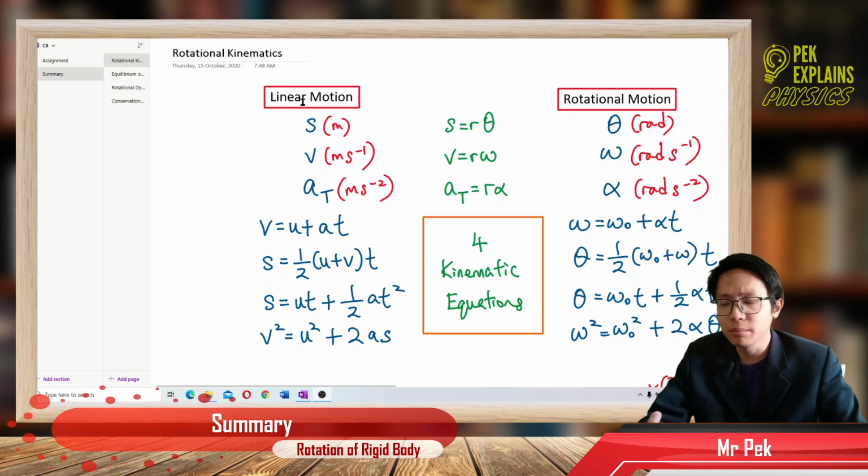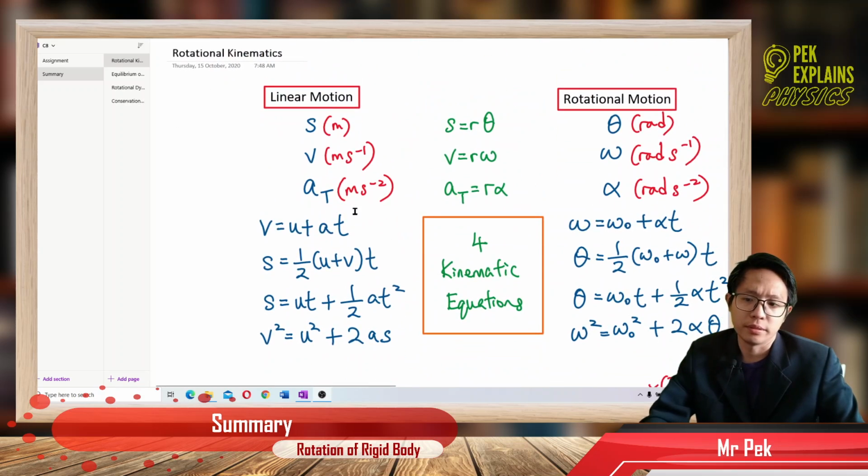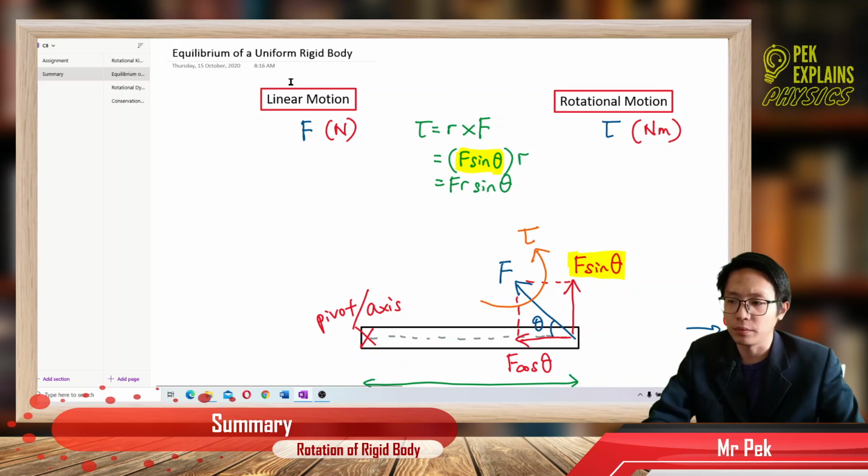In linear motion, you learn about displacement, velocity, acceleration, the 4 kinematics equations, v equal to u plus at, s equal to ut plus half at square, and all those. Now we just want to translate to the terms in rotational motion. Then the second subtopic, we're going to learn about equilibrium of rigid body.